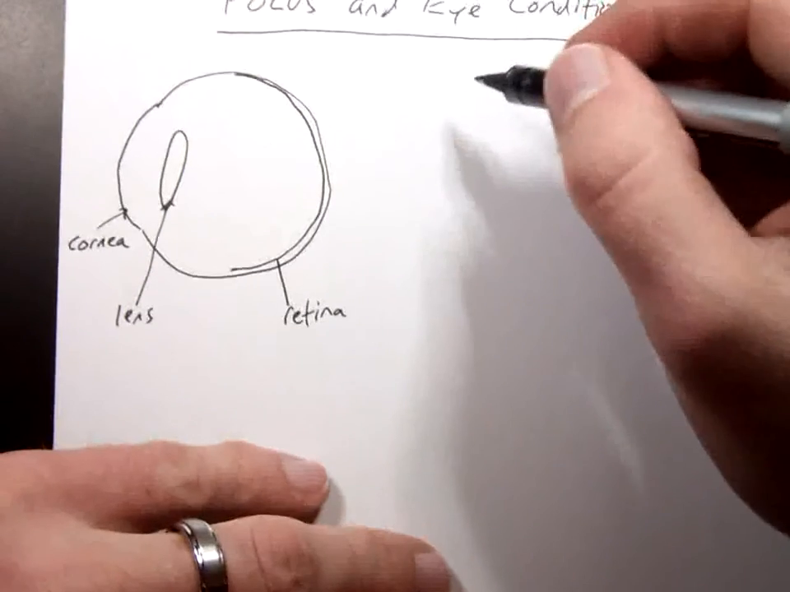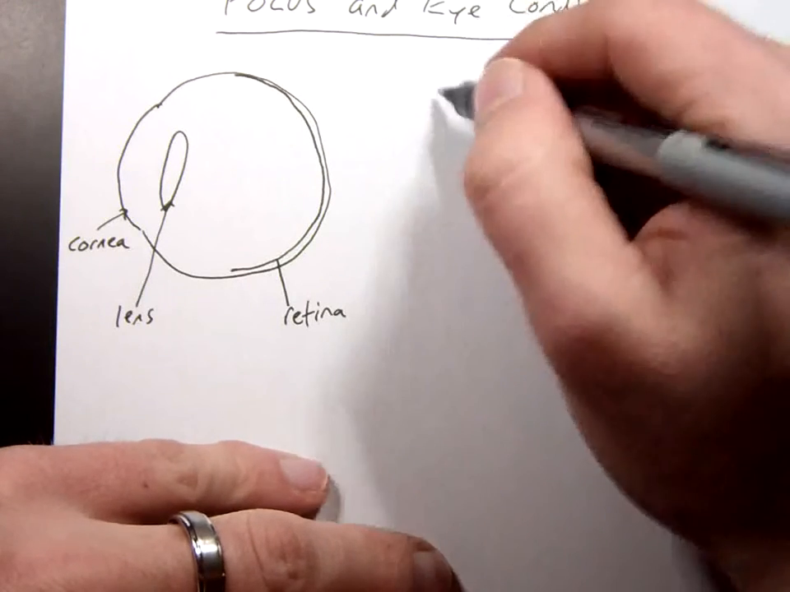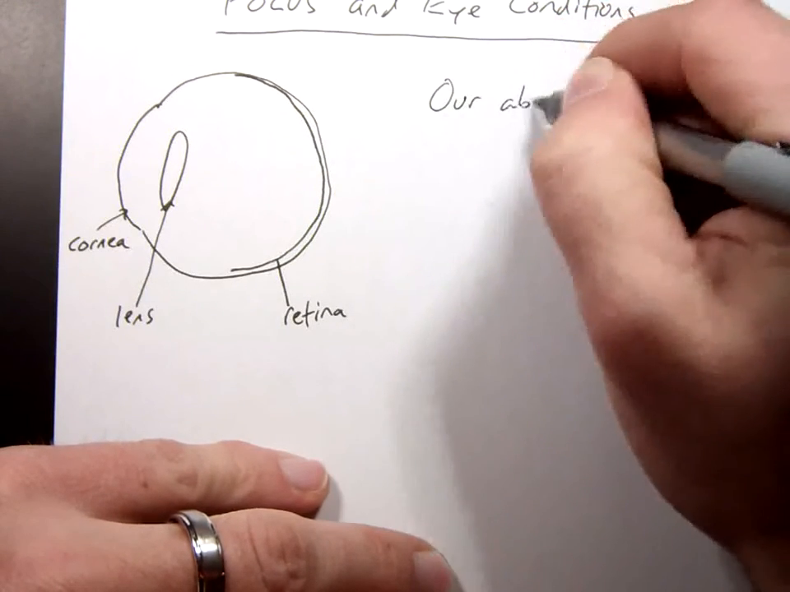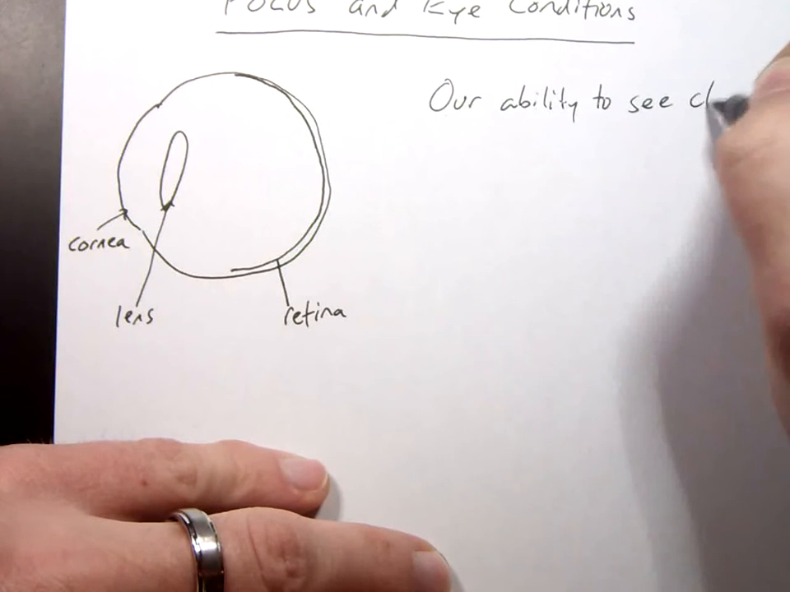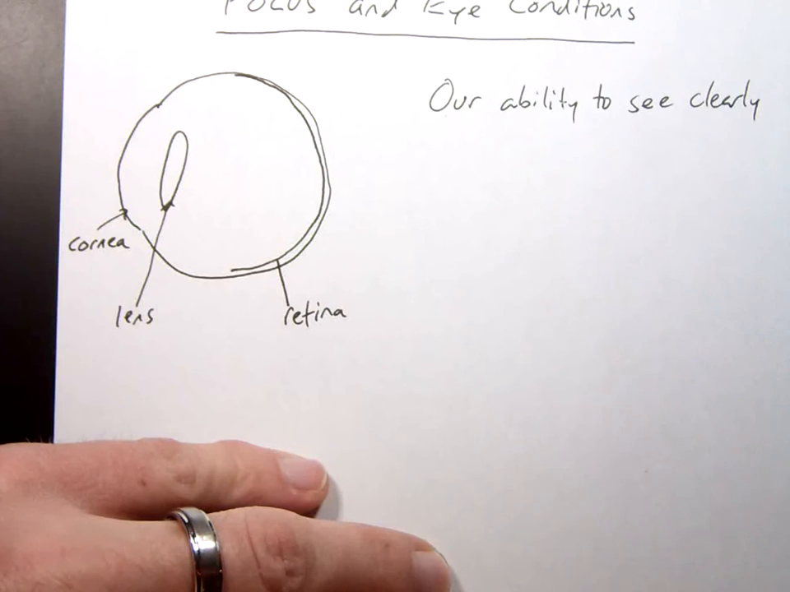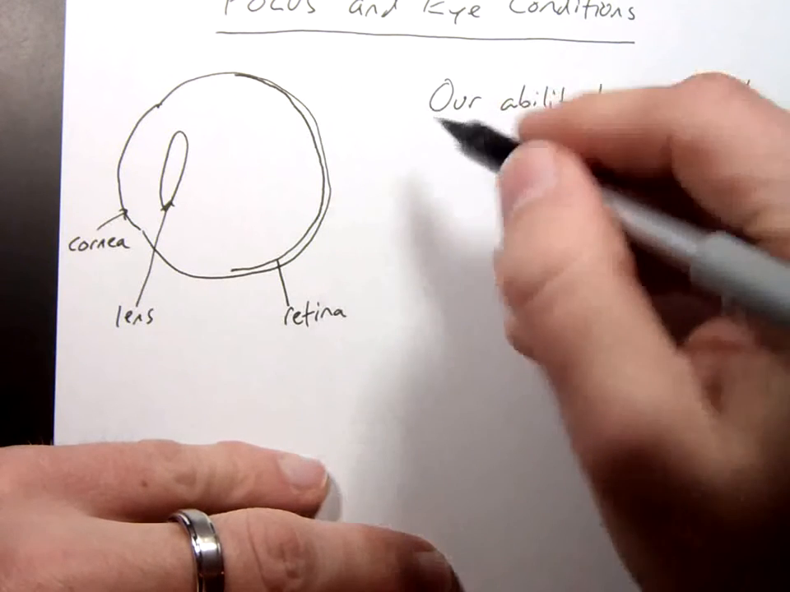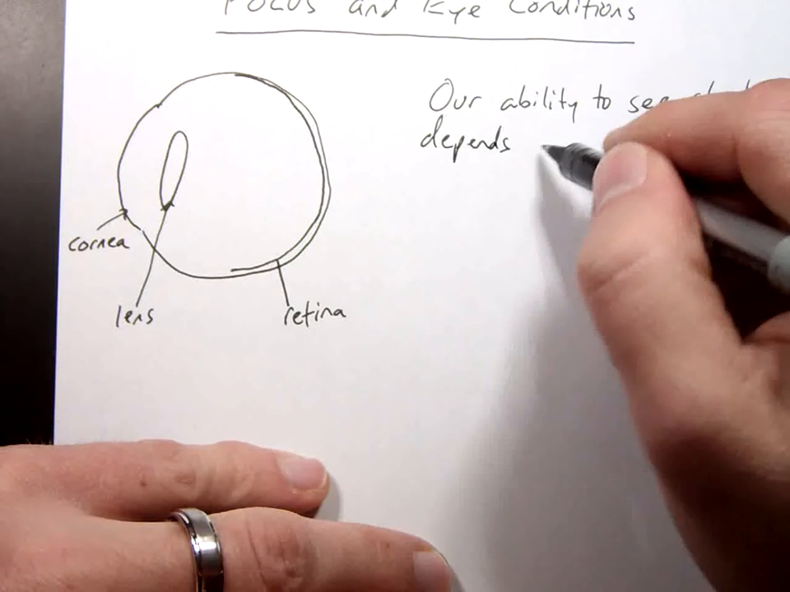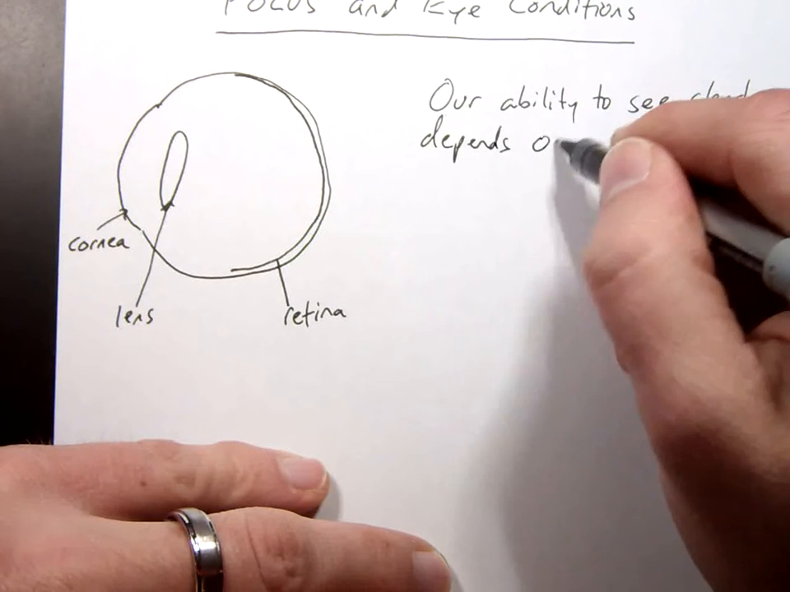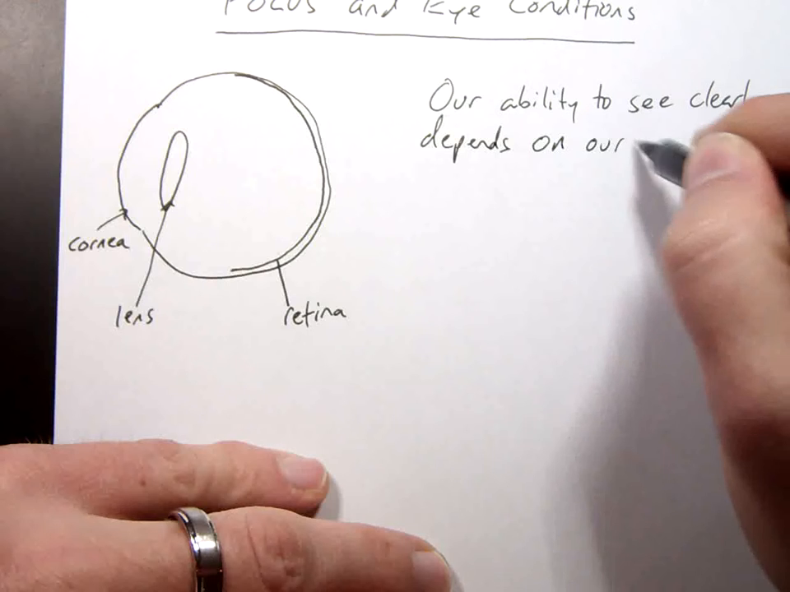Okay. So our ability to see clearly depends on our eye's ability.